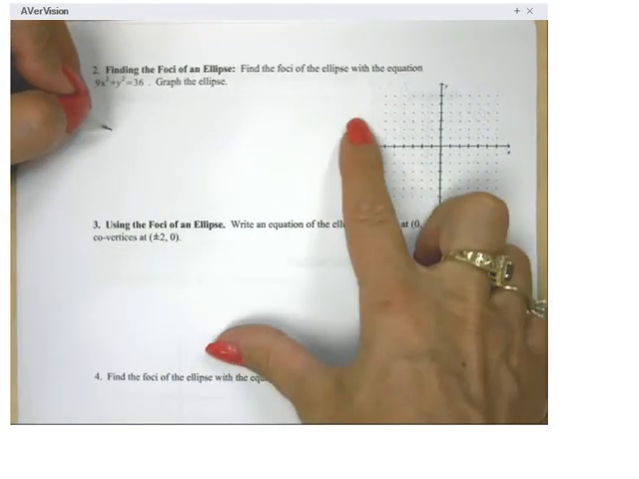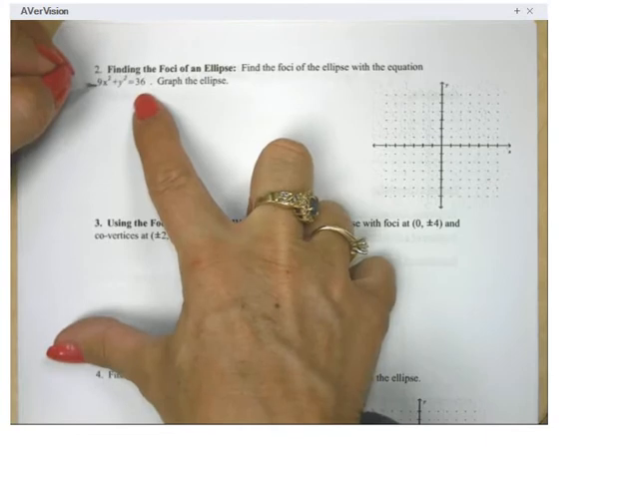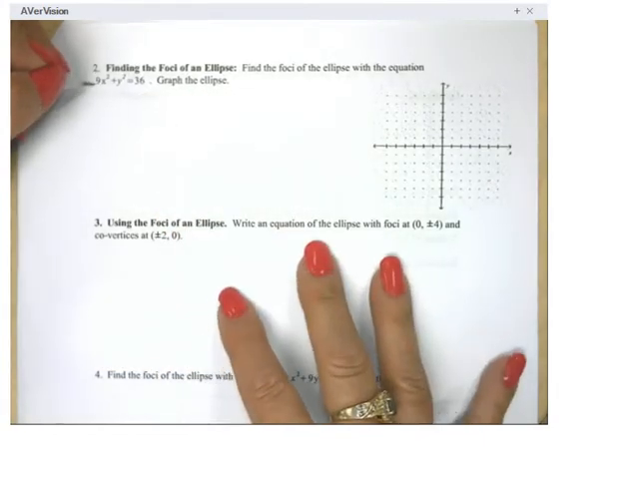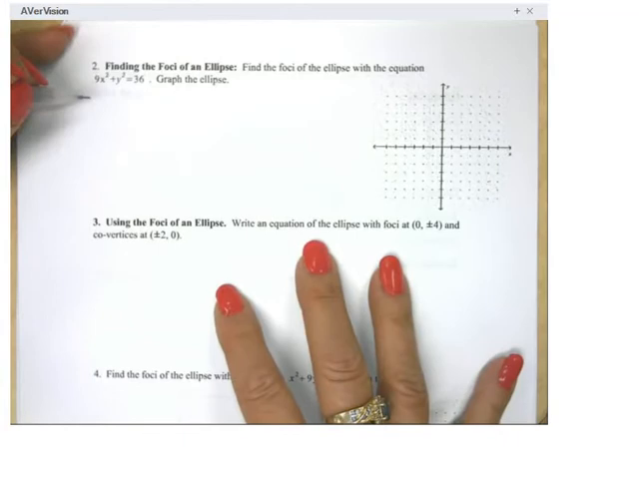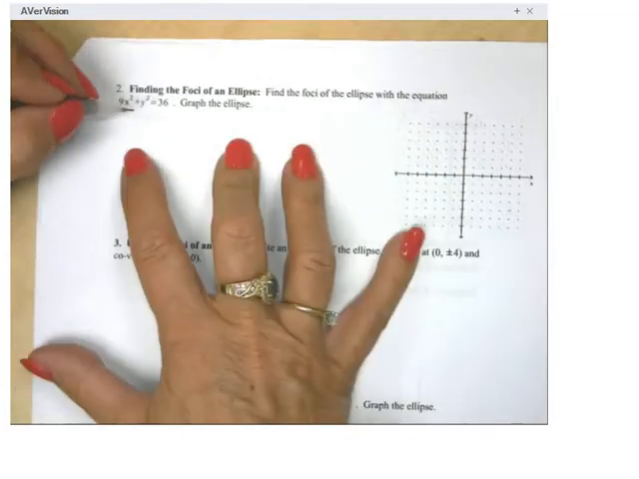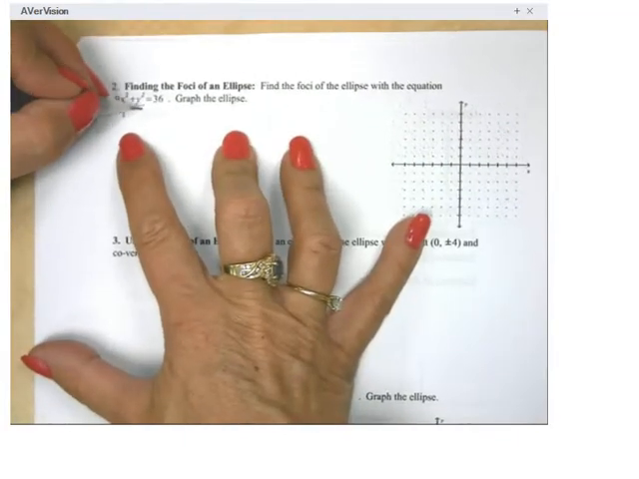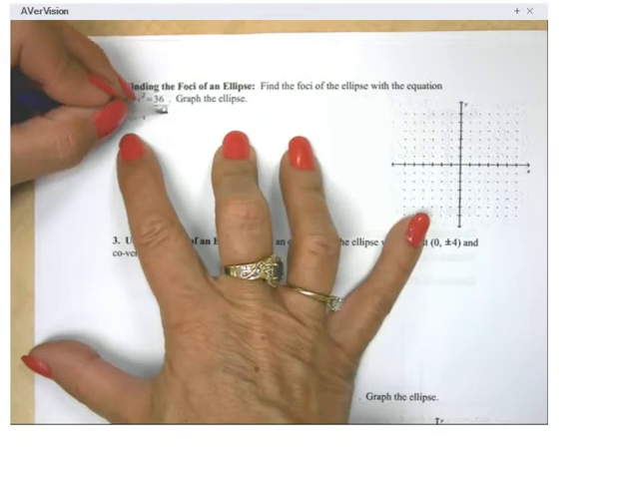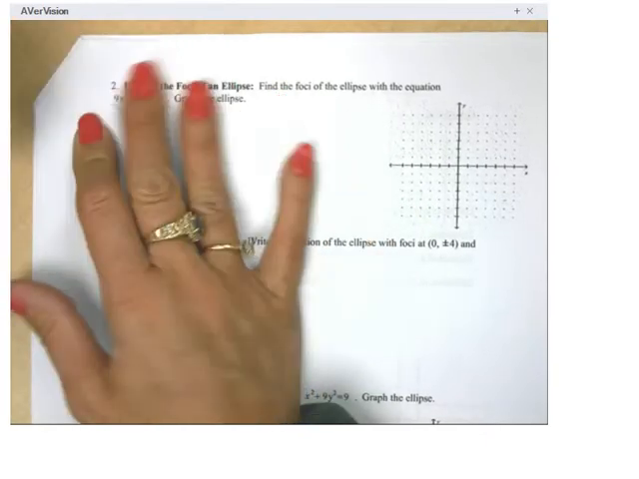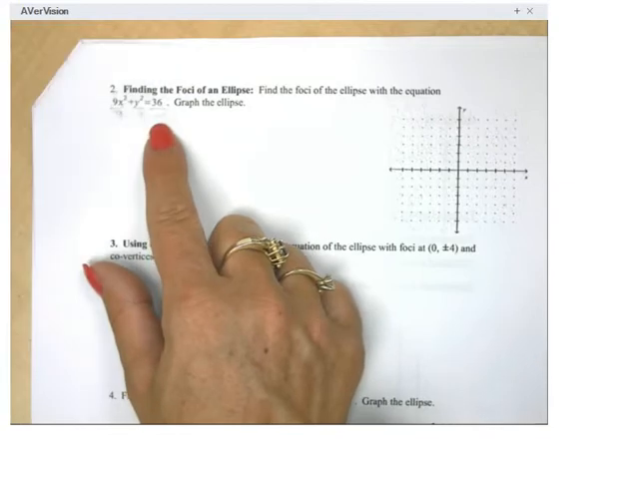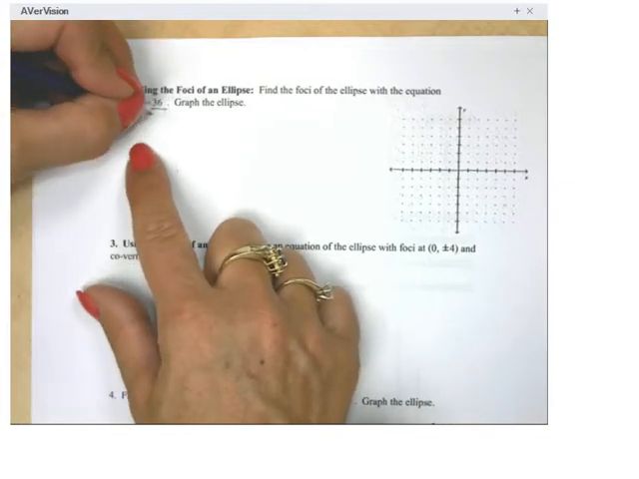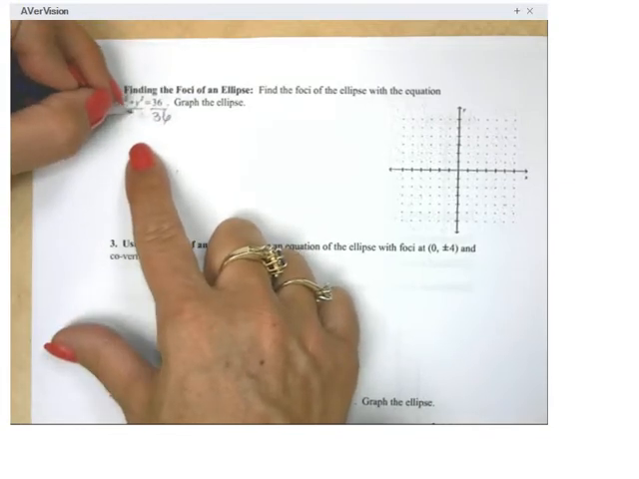So it says we need to find the foci of an ellipse, and we have this information. We have this equation, and we also want to graph it. Well, we need to put it in the standard form, so I need to divide everything by 9. Divide this by 9, divide this by 9, divide this by 9. Try it again. Let's divide by 36. I want to make this coefficient 1.